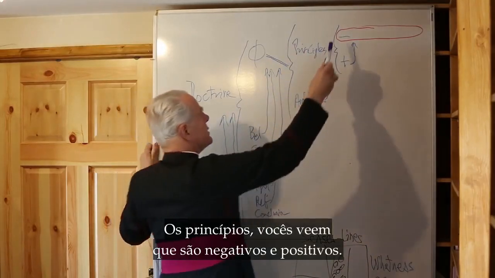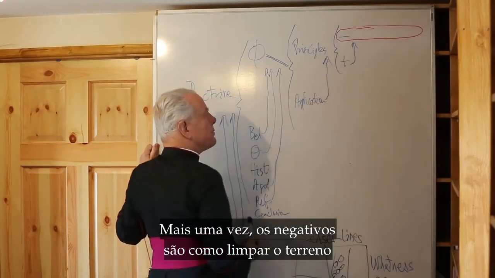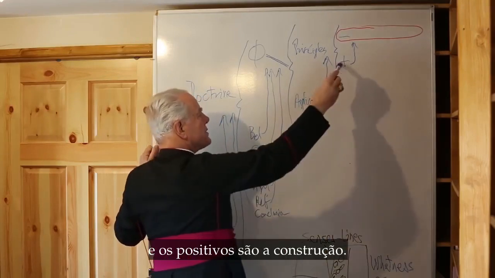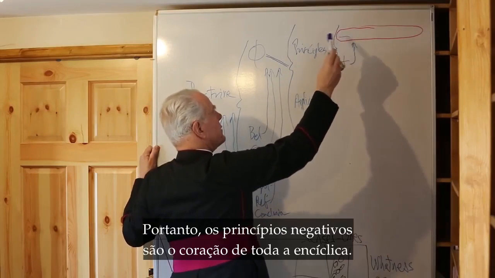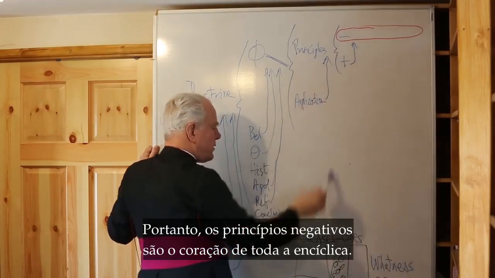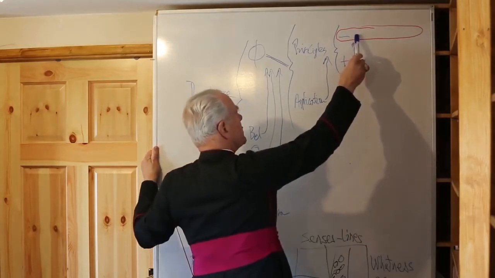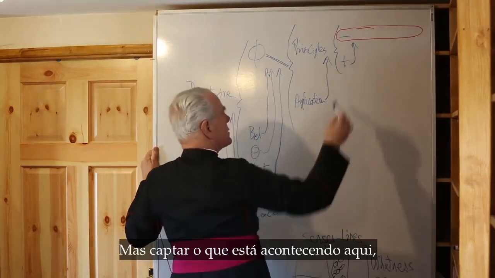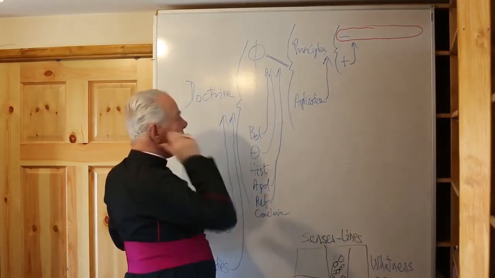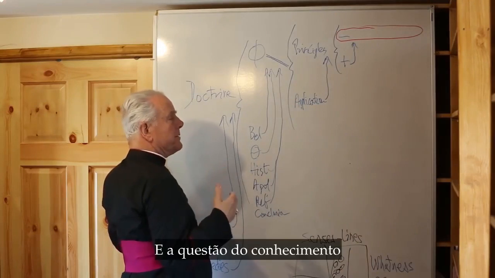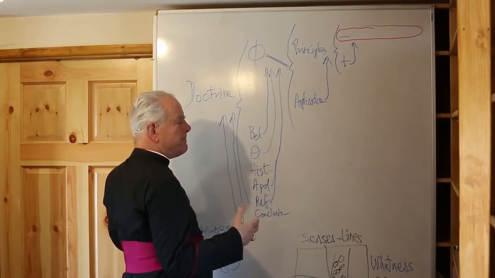The principles you see negative and positive. Again, the negative is like clearing the building site, and the positive is building something. So before you build, you need to clear the building site. Therefore, the negative principles are the heart of the whole encyclical. And once you can grasp what's going on here, you grasp the rest of the encyclical. But to grasp what's going on here is unfortunately difficult because it's the problem of knowledge. And the question of knowledge is complicated in human beings.